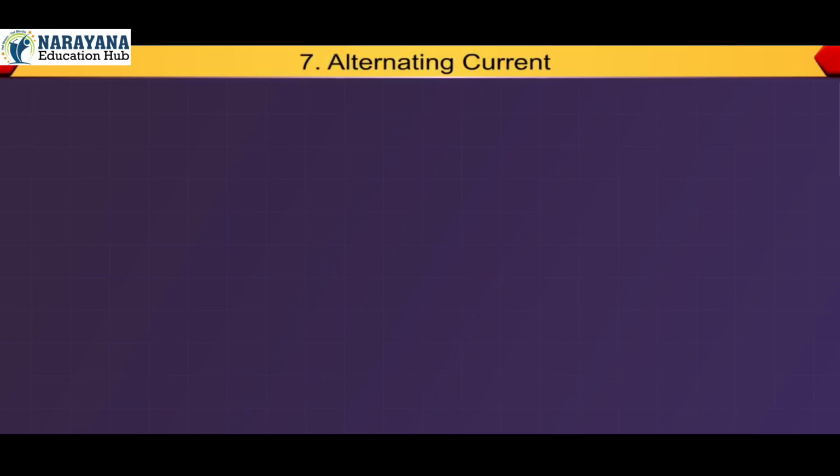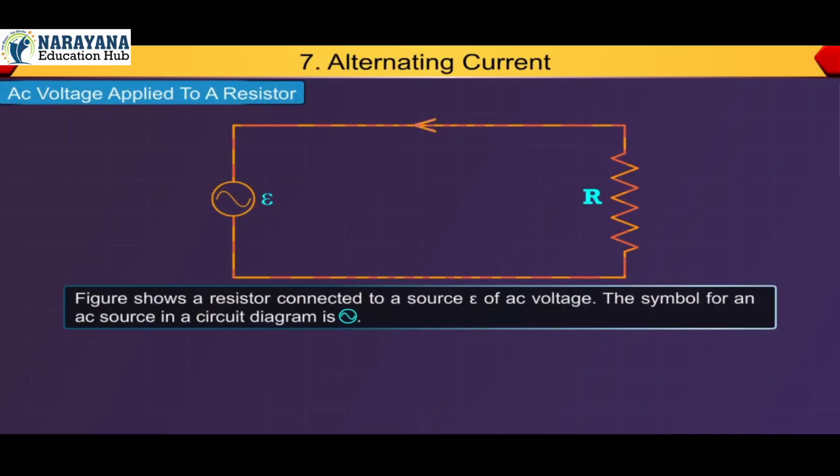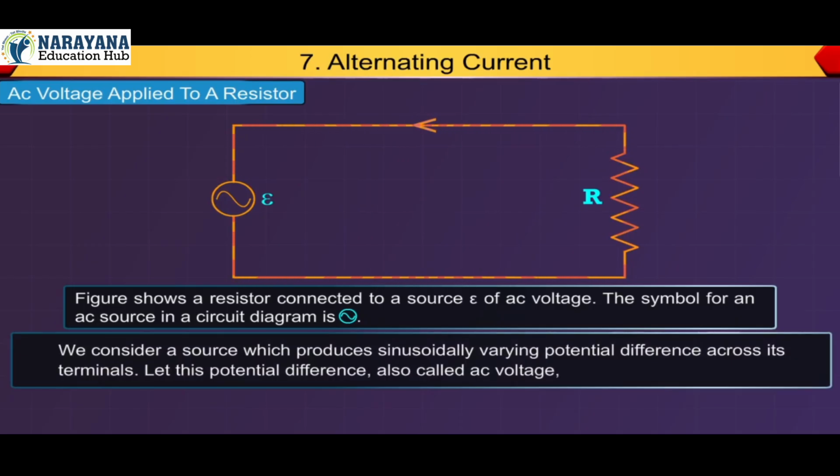Alternating current. AC voltage applied to a resistor. The figure shows a resistor connected to a source epsilon of AC voltage. The symbol for an AC source in a circuit diagram is a sine wave. We consider a source which produces a sinusoidally varying potential difference across its terminals.